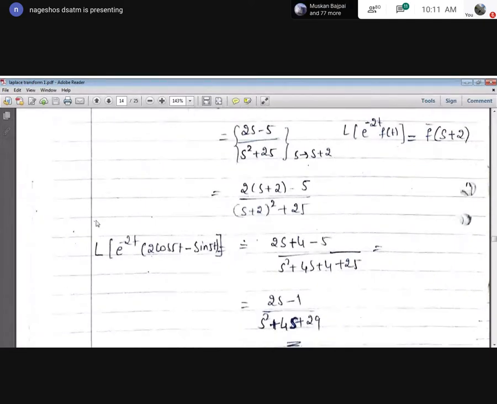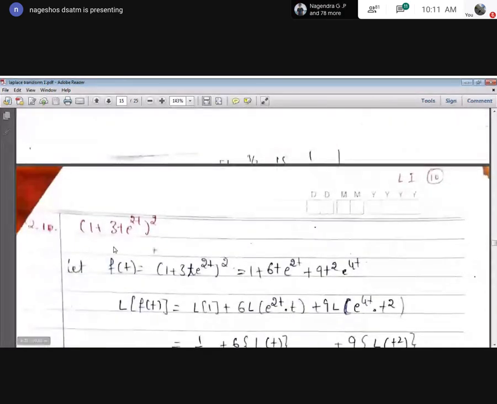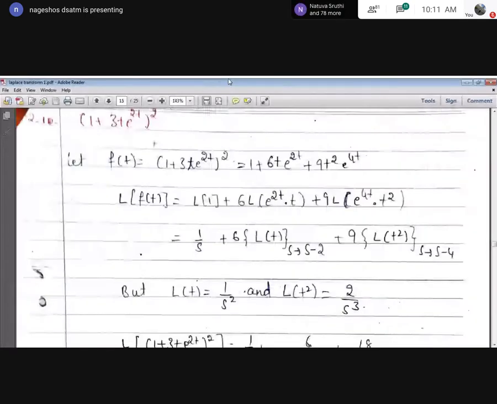Next problem: (1 plus 3t e power 2t) whole square. First thing is whole square is there. You need to expand using the (a plus b) whole square formula. What is the (a plus b) whole square formula? a square plus 2ab plus b square, or a square plus b square plus 2ab.